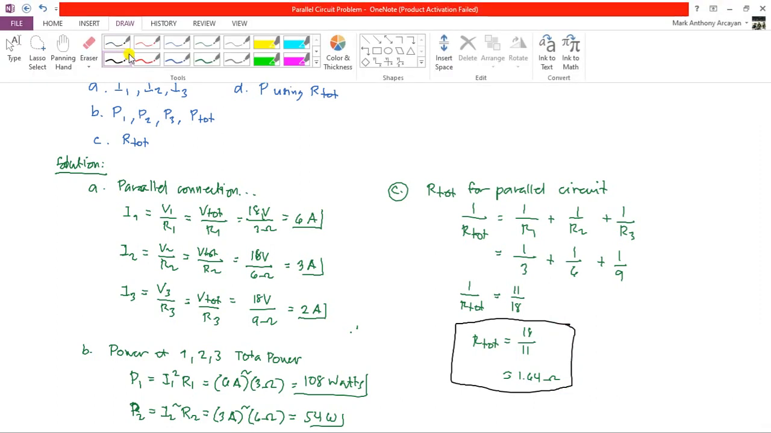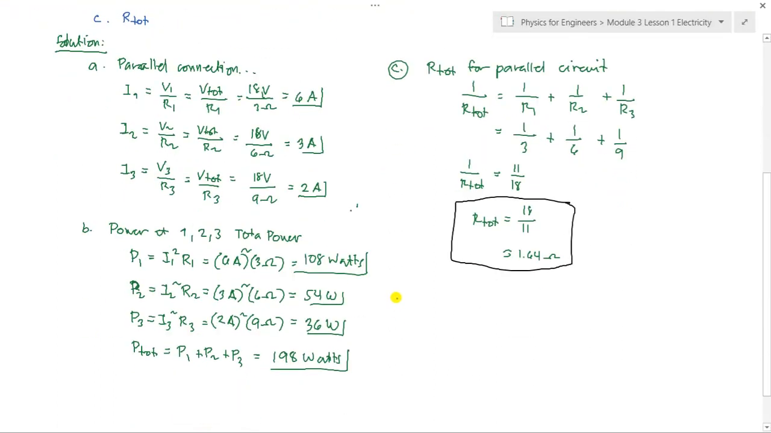Now solving for letter D, that is the total power using R total. So using R total, we can have the total power that is equal to the total voltage at source squared all over R total. That is equal to the total voltage here is 18, di ba? 18 volts muna. So that is 18 volts squared all over the total resistance is 18 over 11 ohms.